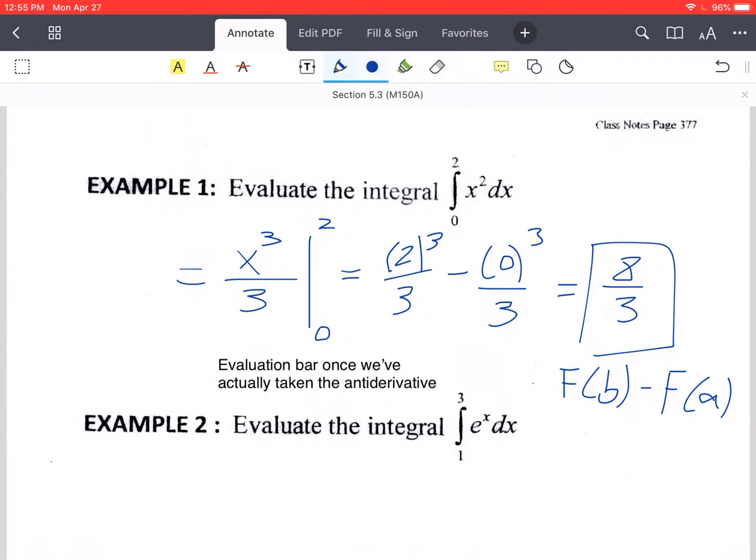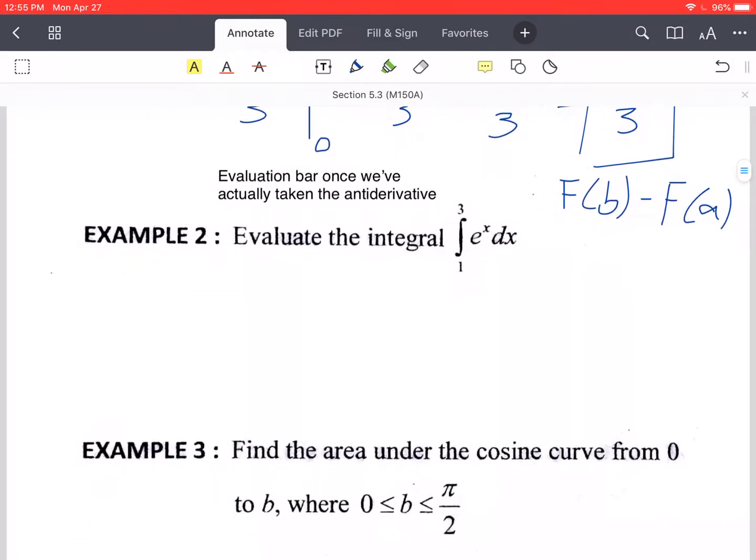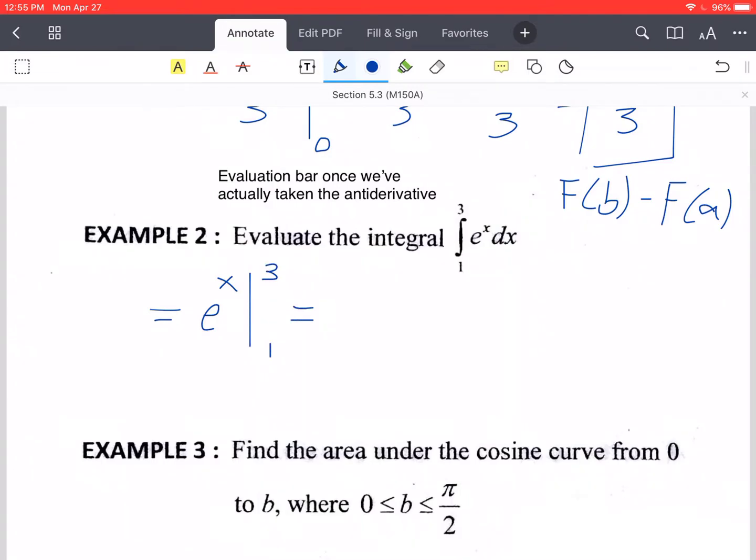All right, let's look at another one. So evaluate the integral from 1 to 3 of e to the x dx. So antiderivative of e to the x is just e to the x, evaluated from 1 to 3. So that's going to be e to the third minus e to the first, which we can just write. We don't need to write e to the first, we can just write it as e. And that would be it.